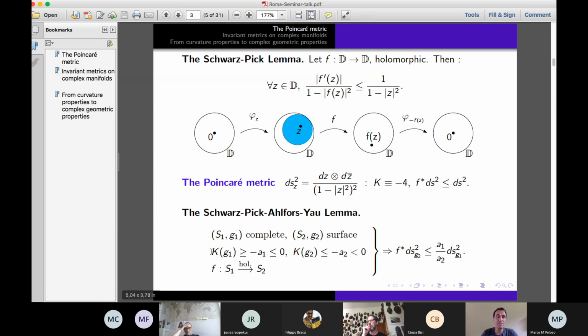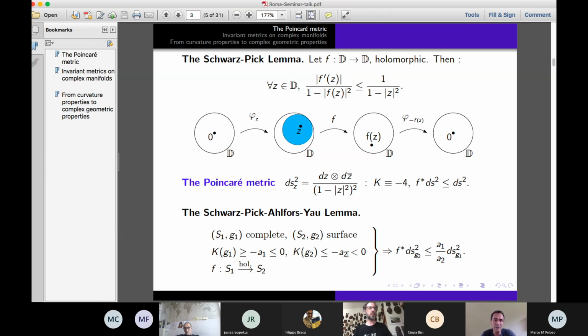The fact that the first one is bounded from below by a negative constant is always satisfied as soon as it is bounded from below, because you can always put a negative constant. What is important is that on the second surface, you assume that the curvature is bounded from above by a negative constant. You have to keep in mind the hyperbolic surfaces for which it's constant and it's negative. So it's really in that kind of vein. And now you consider a holomorphic map between these two surfaces.